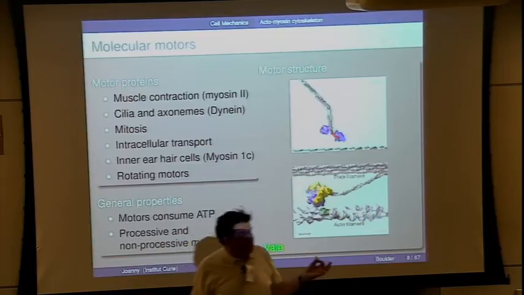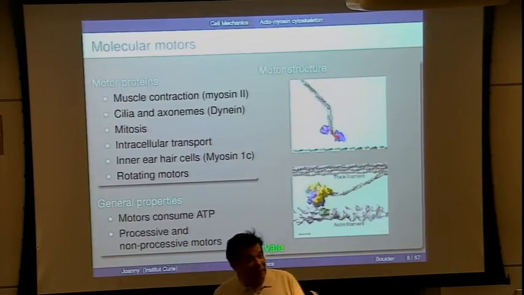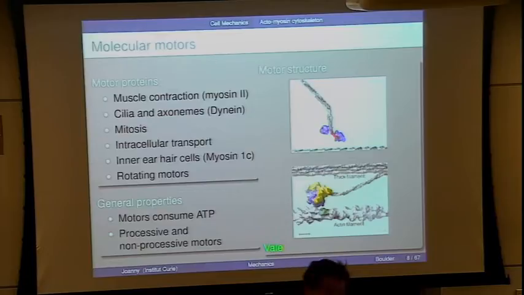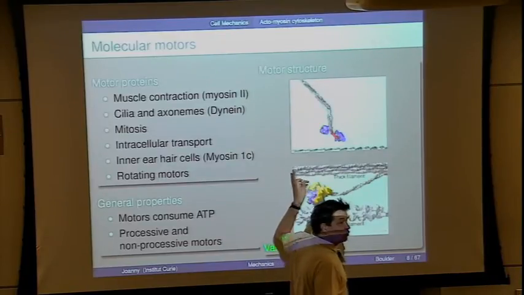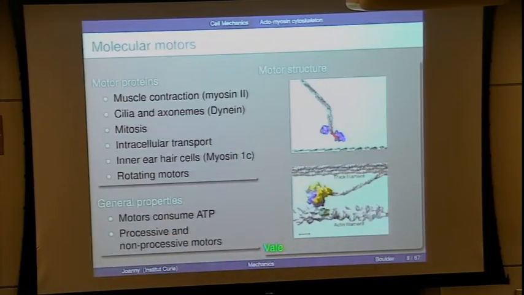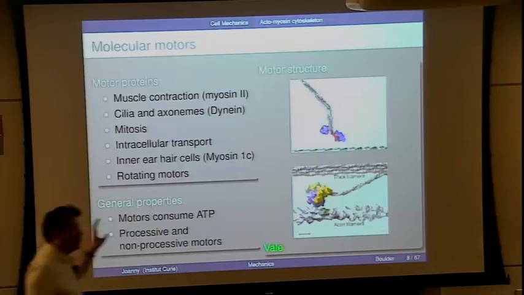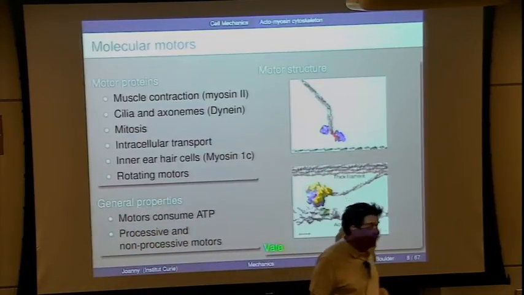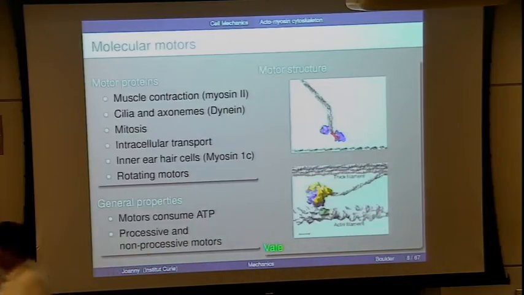And of course, the microtubule is polar, which means that each motor always walks in the same direction. I told you that actin had a plus end and a minus end. Microtubules also have a plus end and a minus end. And these kinesin motors always walk to the plus end. So motors are directional. The last point I want to make, which was also discussed yesterday, is the difference between processive and non-processive motors.